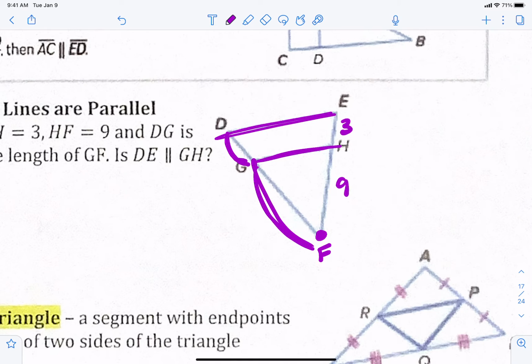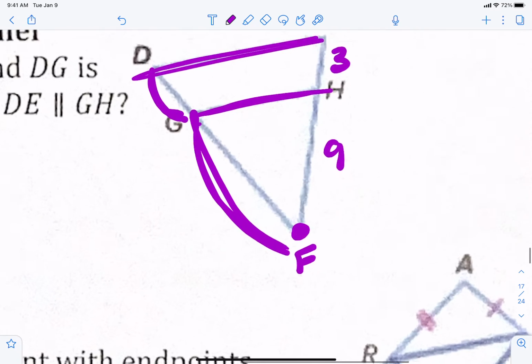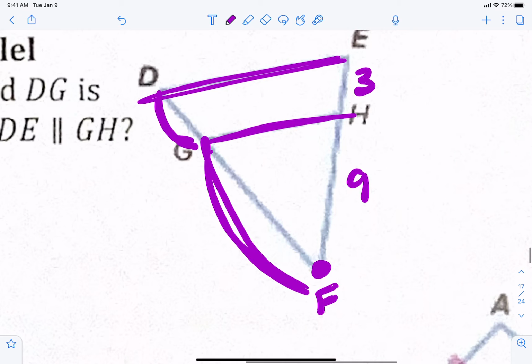They don't give us numbers. So let's pick some numbers. What if this guy is 2? What would this guy be? 6, because this is 1/3 of that. We can make up numbers if we want to, right?